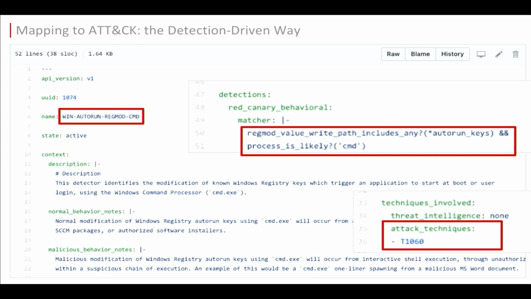How we match them, you can see we have this bit of code up at the top right that says, do we have any registry modification value that is one of the known autoruns keys, and does it come from a process which is likely cmd? That means it could be the same MD5 or SHA of cmd. It could be called cmd.exe. There's a bunch of different ways we try and figure out what is that process. And then finally, at the bottom right, you can see we've mapped that to ATT&CK technique T1060.